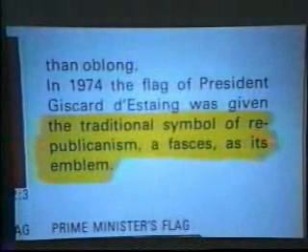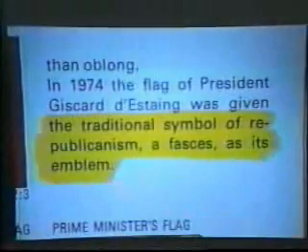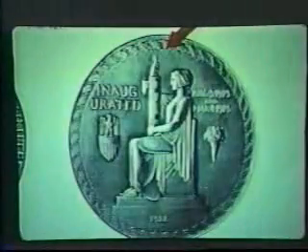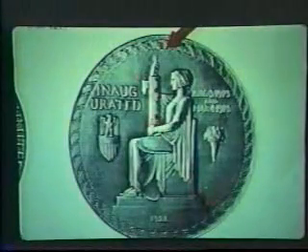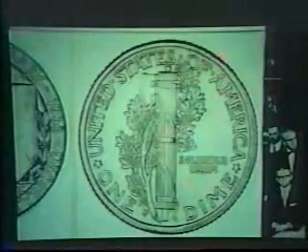Now, the traditional symbol of republicanism was a fascist as its symbol. A lot of people do not know that the original symbol for the Republican concept in the world goes back to the traditional symbol of republicanism, a fascist. Here it is on playing cards, the king and the jack of fasci. Now, again, the bundle of sticks with the hatchet head. This is an American coin. Here it is on the American dime.